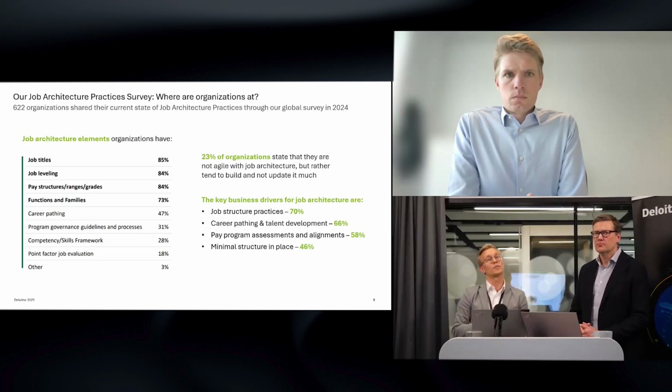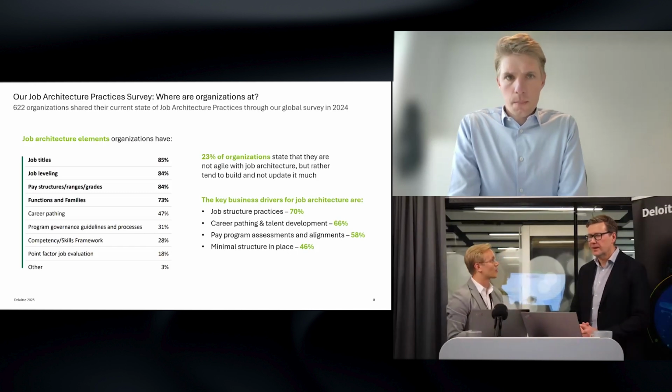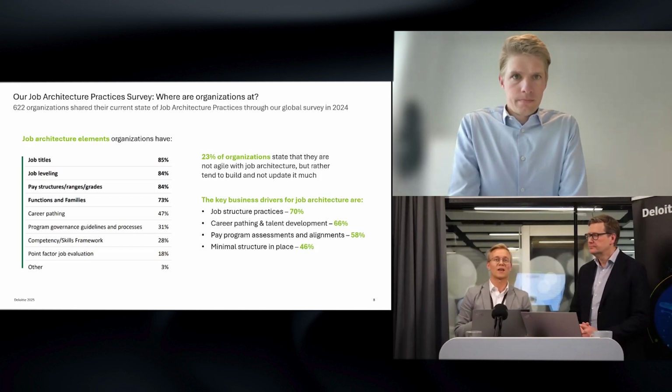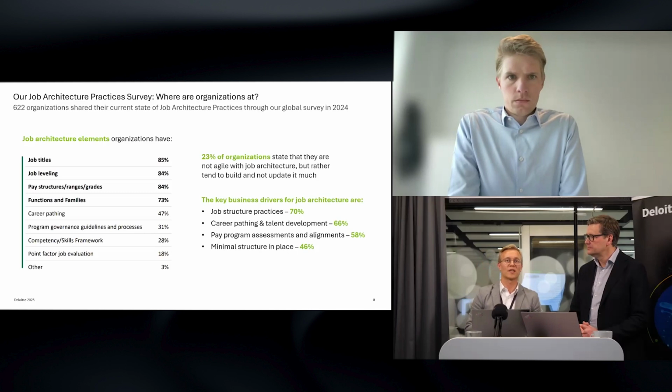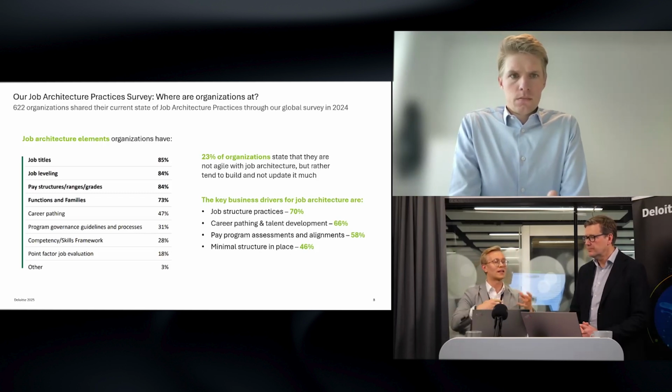And 23% of organizations state that they are not really agile with their job architecture practices, but rather tend to build it and not update it much after that. So that's of course one of the pain points why organizations come to us to discuss job architecture. So how to really keep up with the changes in the organization, especially today when we talk about pay transparency and related processes. It's key that you have an up-to-date job architecture in place.